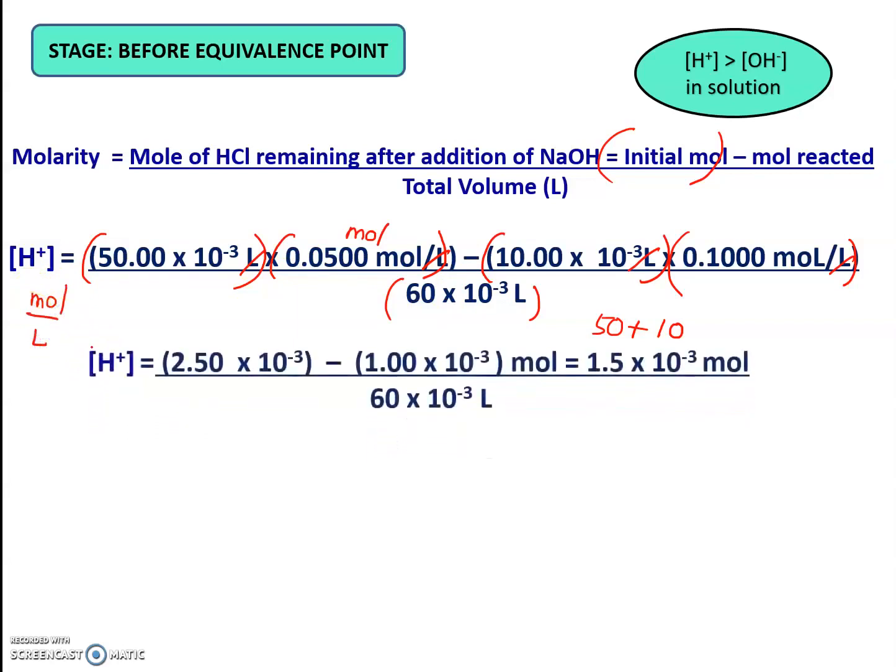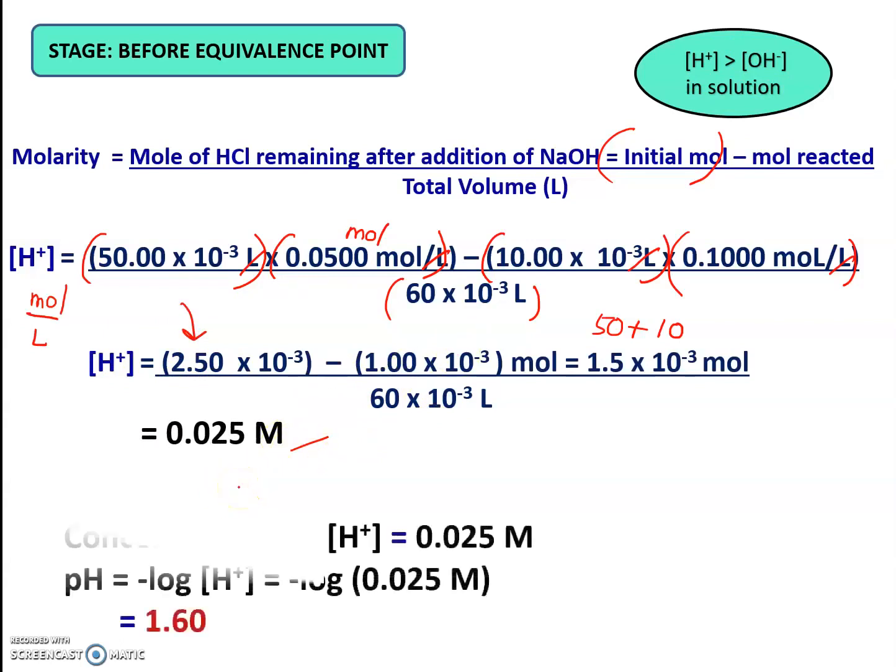Okay, since there is more H plus than hydroxide concentration, you can find the concentration of H plus, or molarity of H plus. So you will get concentration H plus is 0.025 molar. Next, find pH. Concentration H plus is 0.025 molar, so pH is negative log 0.025 molar, which equals 1.6.